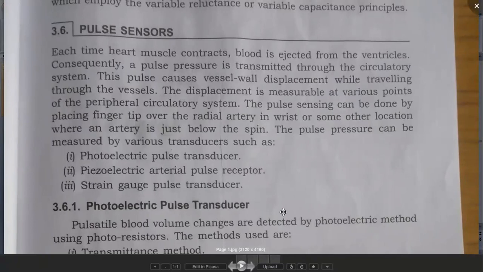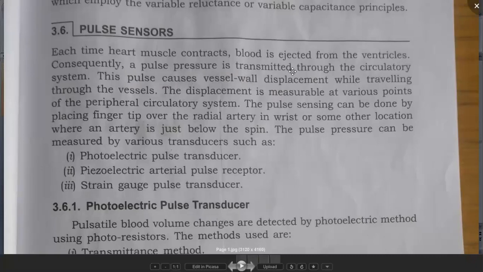So what is the need of a pulse sensor? Each time the heart muscle contracts, blood is ejected from the ventricles. The heart pumps the blood to the entire body through the vessels. Vessels are nothing but arteries and veins. From the arteries, oxygenated blood is supplied to the body, and veins collect the low-oxygenated blood back to the heart.